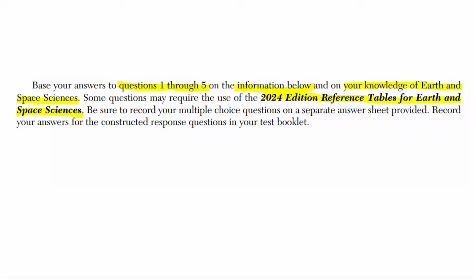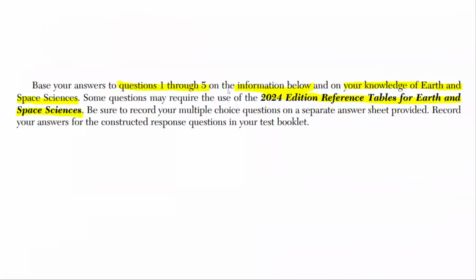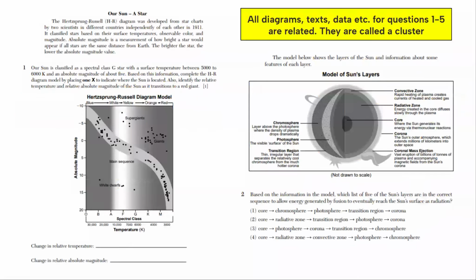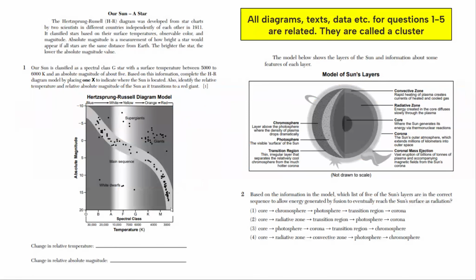So, very important information. Normally, when it comes to the Earth and Space Science exams, a cluster of questions, such as questions 1 through 5, are all related to the information they're giving you. So, a lot of times they'll give you paragraphs, graphs, diagrams, and so on, and a series of questions, and they will tell you initially which questions are all related. So in this case, questions 1 through 5, and you're supposed to use the information from all these sources they're giving you to answer questions.